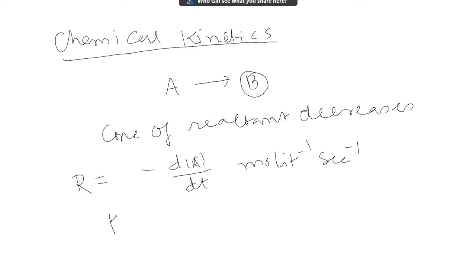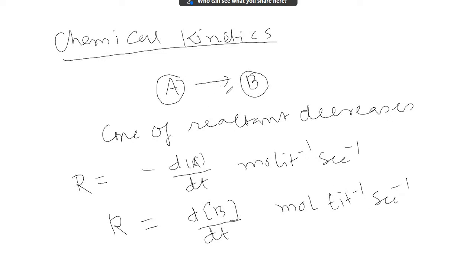On the other hand, as the concentration of the product increases, in this case B is the product, the rate can be expressed in terms of product also. R is equal to dB by dt. As B is the product, its concentration increases. It's written as moles per liter per second. In this case, the stoichiometric coefficient of A and B both are 1.